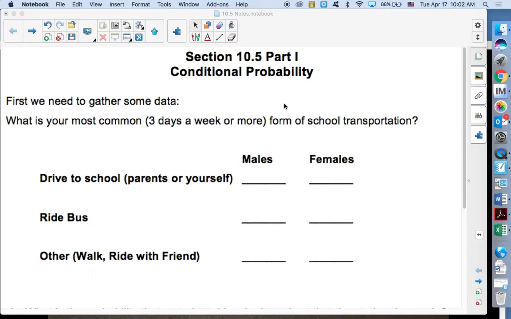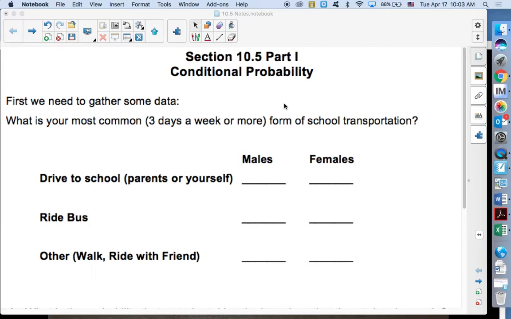so we need to make sure our total adds up to 26 in the end. So the first option is you drive to school. Either your parent drives you to school or you drive to school, but not your friend, because that would be the other option if you ride with a friend. Just the males, so I only want males right now. So Sam? Wait, what if your sibling drives you to school? That would be the other option.